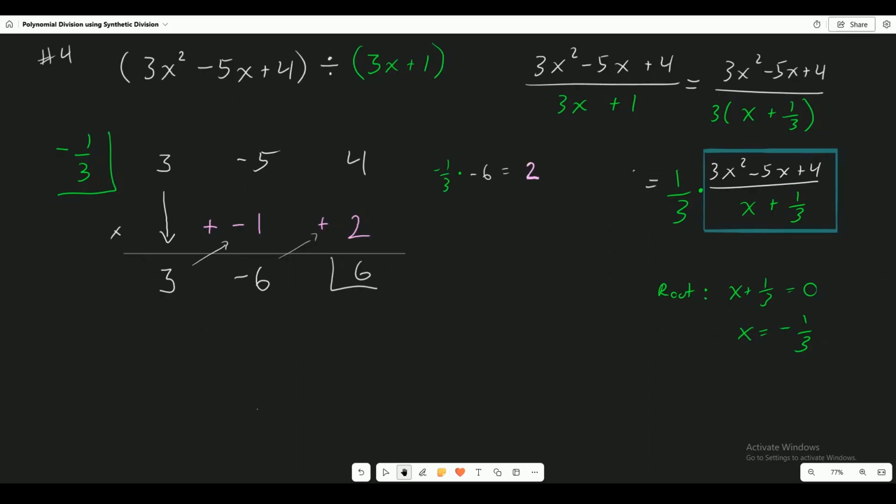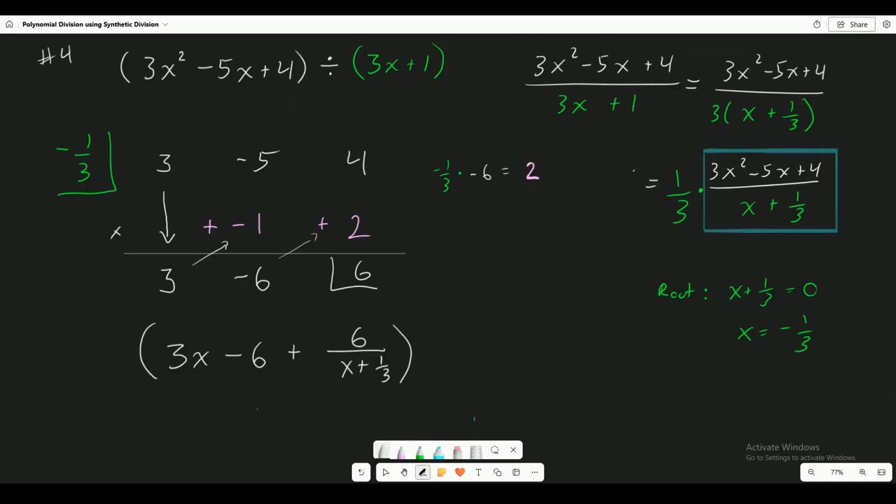Because remember, at the end, we have to bring back the 1/3 that we extracted. So don't get too excited. My result is now going to be, it was second degree, so it drops down to first degree. 3x minus 6 plus 6 over x plus 1/3, right?